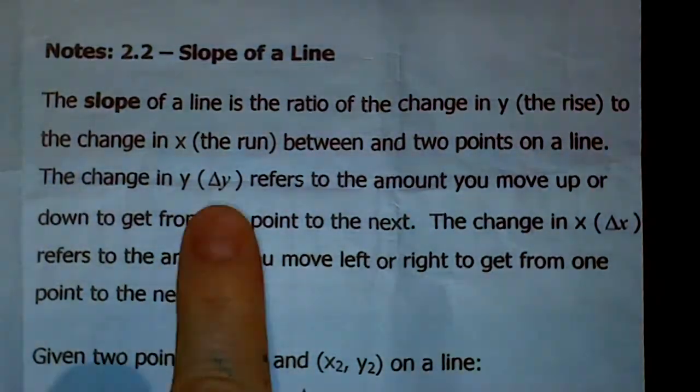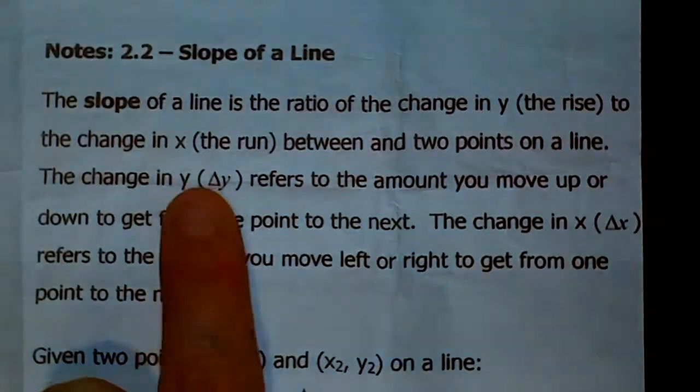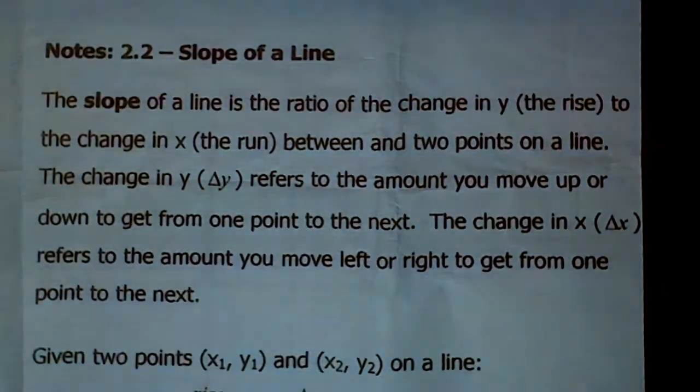The change in y, and there's this little triangle y, that's just because us mathematicians are too lazy to write change in. That takes a lot of effort, and plus we really like drawing shapes, so we decided to make change in a little triangle. I don't know why, it just is. So the change in y refers to the amount you move up or down to get from one point to the next, and the change in x refers to the amount you have to move left or right to get from one point to the next.